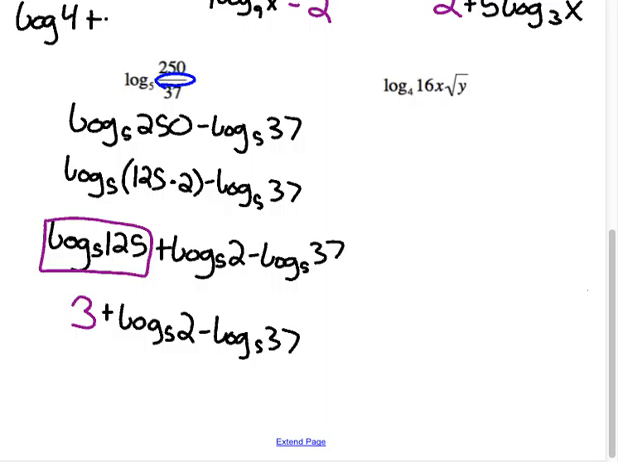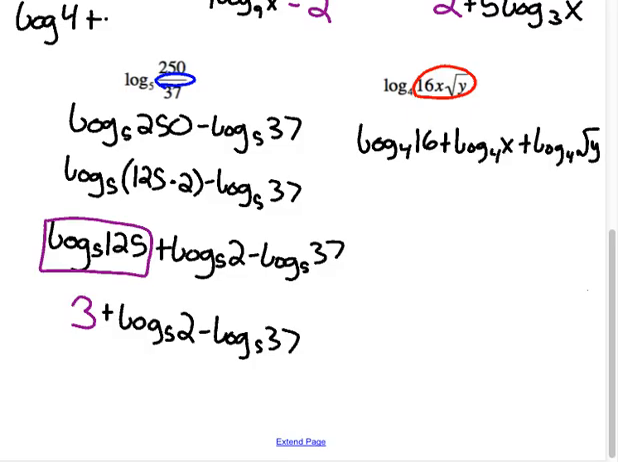All right, this one, I see a bunch of multiplication. So let's break that multiplication down into addition to separate it out. All right, so again, like I've been telling you, sometimes mid-problem, you're going to see something that can break down. 4 to what power gives me 16? Well, 4 to the second power gives me 16.